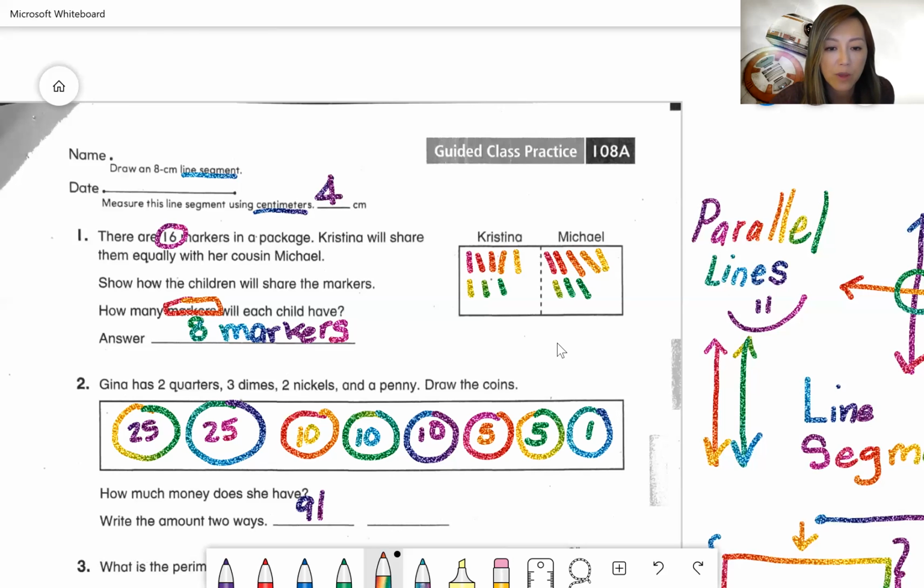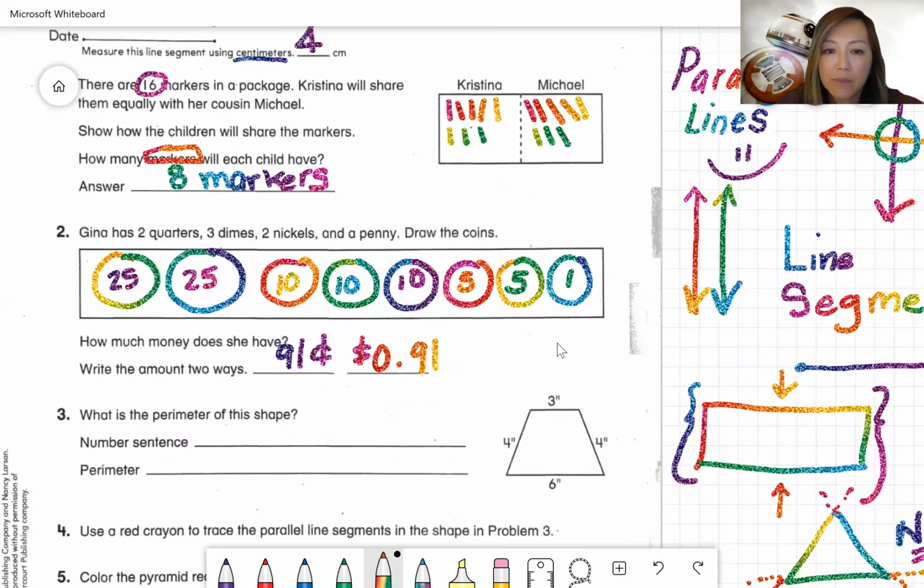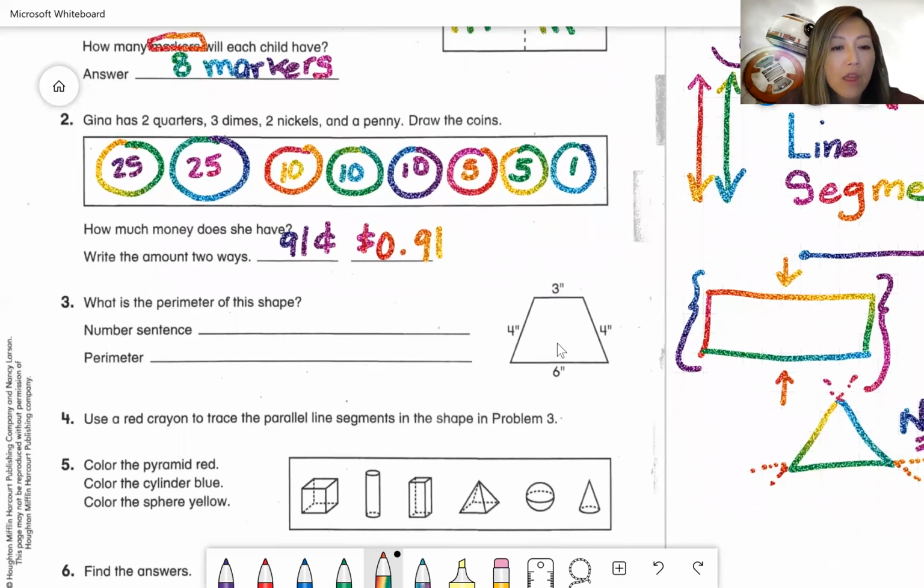Two ways. The first way is with your cent sign, and the second way, you have your dollar sign, a 0, decimal, 91. Okay, so we know how to do that. Those have not been difficult for us to do. Number 3, what is the perimeter of the shape? If you notice to the right, you have a new shape.